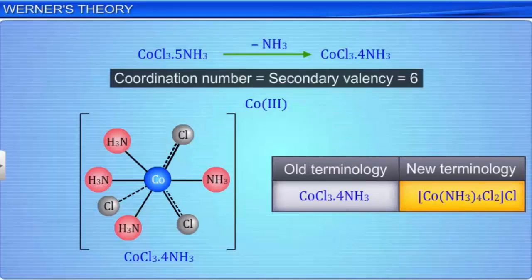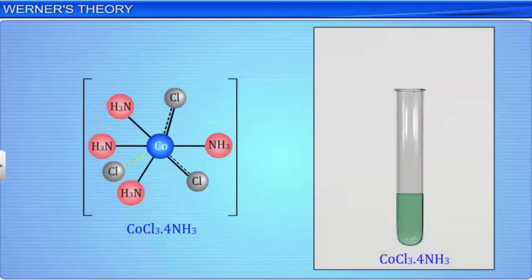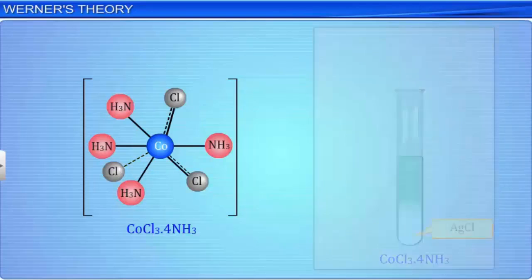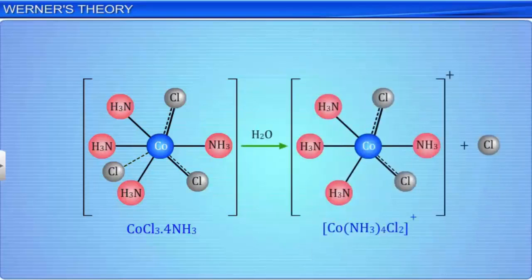This complex, on ionization, gives 2 ions: 1 of [Co(NH3)4Cl2]+ and the other of chloride ion. The structure of the complex is shown here.